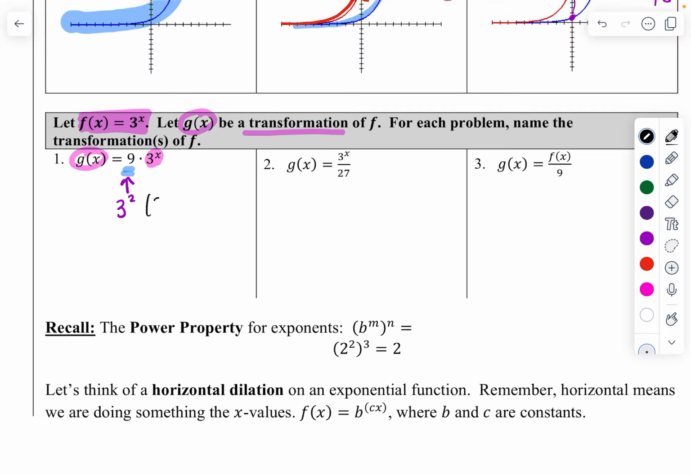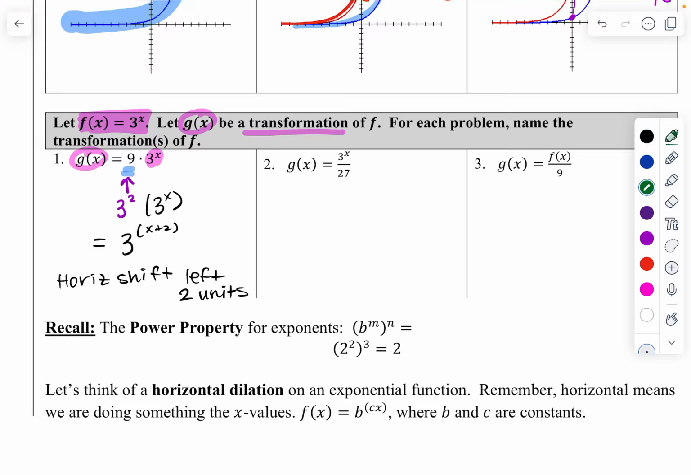So 3 squared times 3 to the x is an equivalent. We can also now use the product property in reverse. We can say this is 3 to the x plus 2. And so now we can say, hey, this is really a horizontal shift left 2 units because remember, it's still funky town.